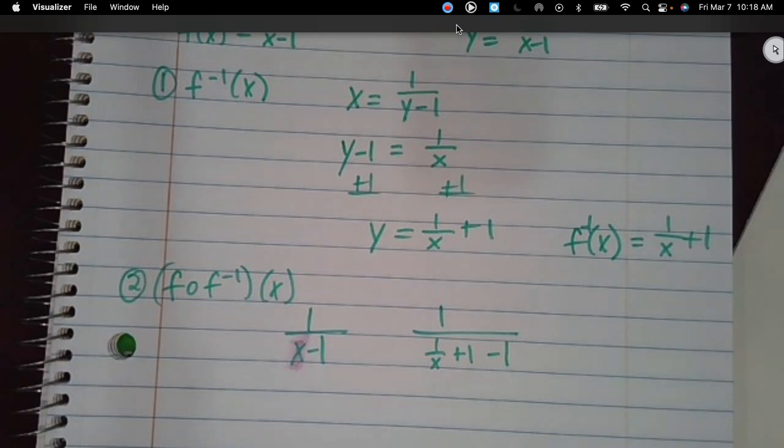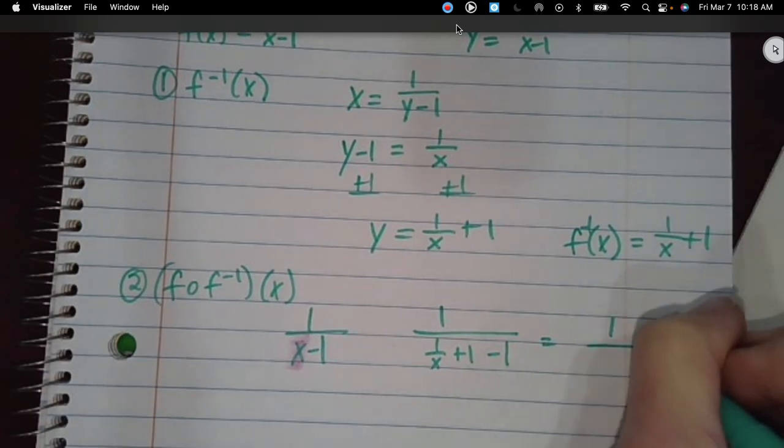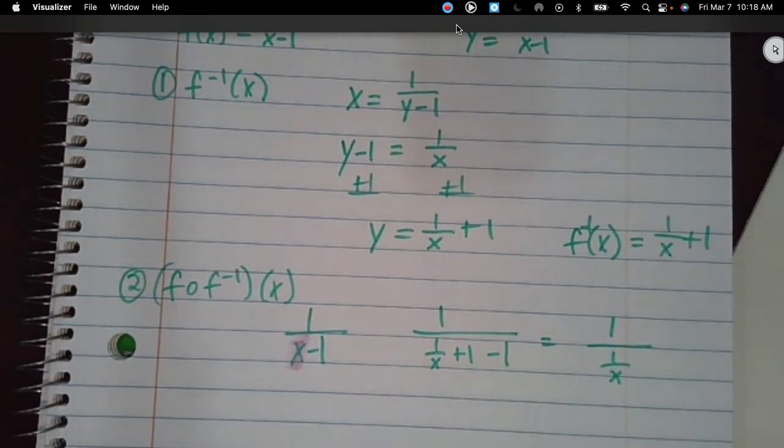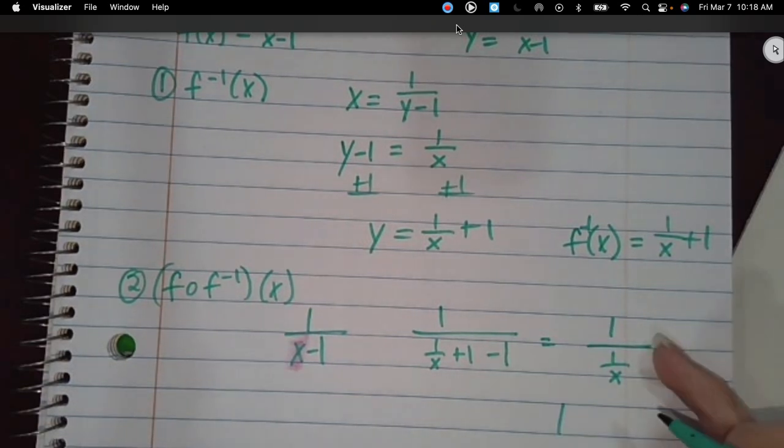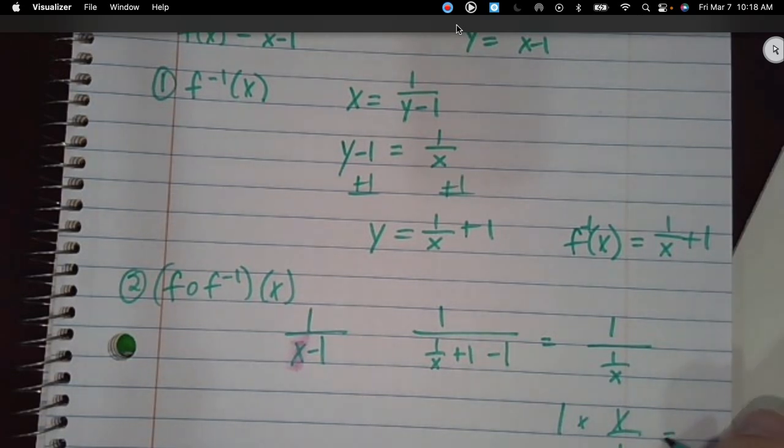Well, first of all, what's 1 minus 1 right down here? 0. So I have 1 divided by 1 over x. Okay, I would keep, change, flip. When you have a big division sign, you keep, change that to multiplication, and flip that to x over 1. What is 1 times x? That's 1x. Yep, 1x. There you go.